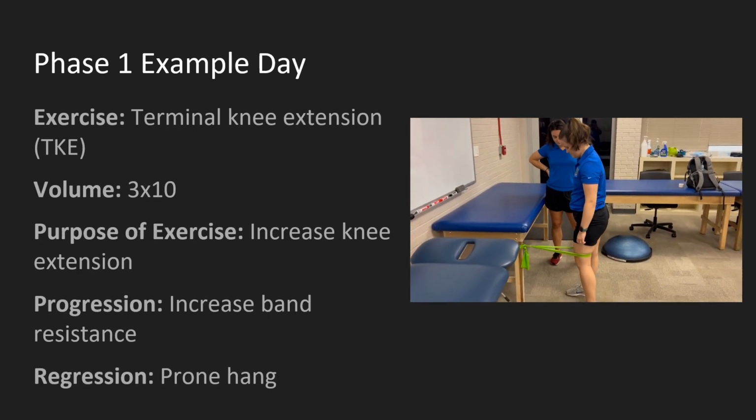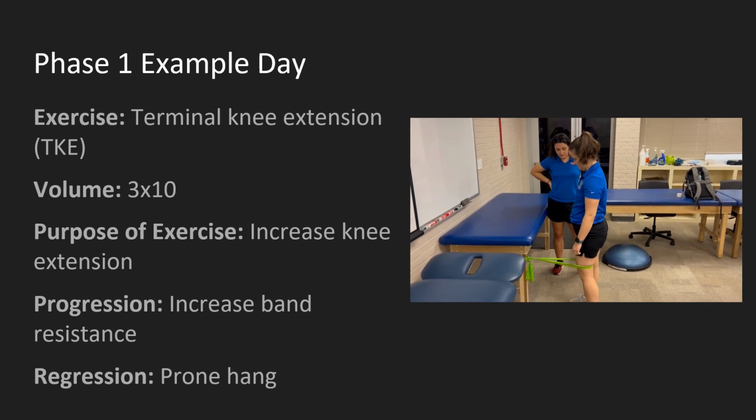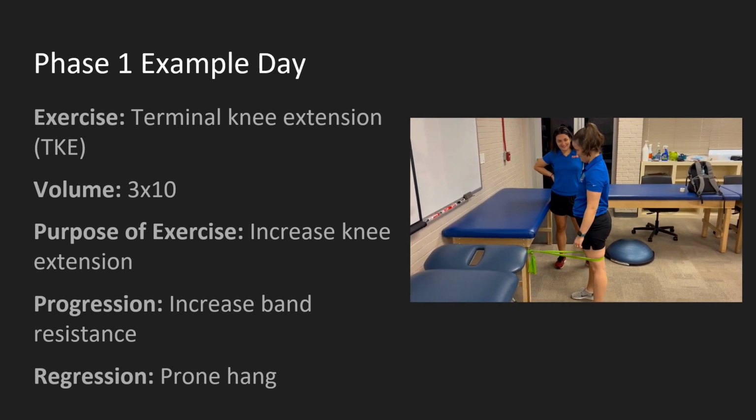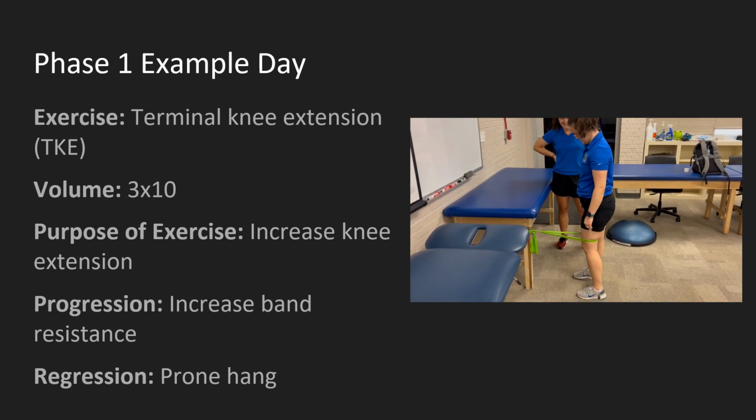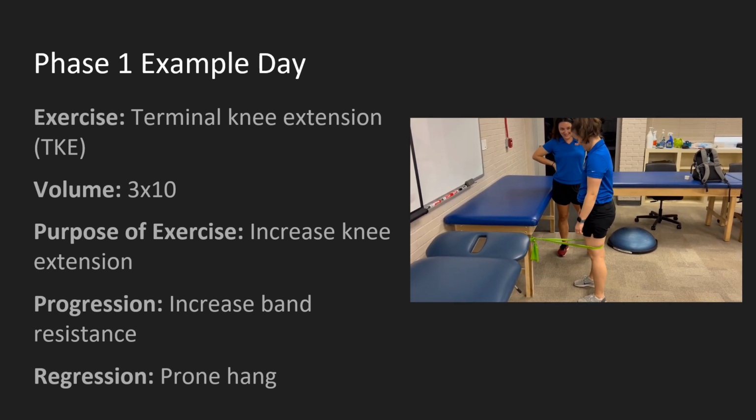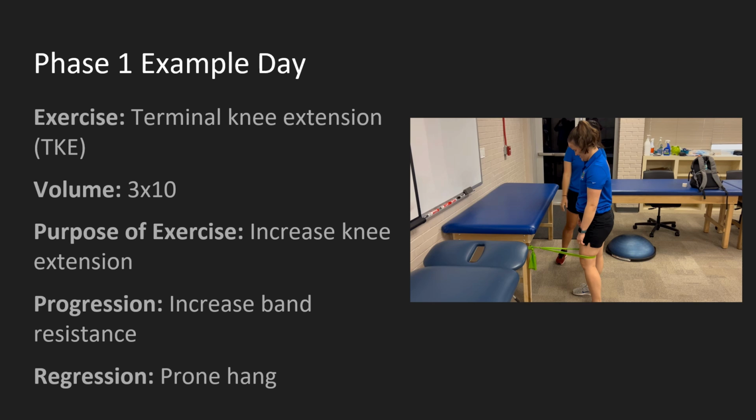Next is terminal knee extension. Once again, we're working on knee extension and really firing the quad. As you can see, that's really the goal. The biggest goal of this phase is to get quad activation back. So progression can be increasing the band resistance, or even going to a single leg. And then a regression, similar to the knee extensions, is going to be a prone hang, just to try to, like, gravity pull the knee into extension.